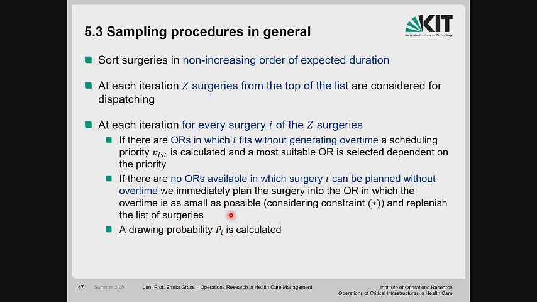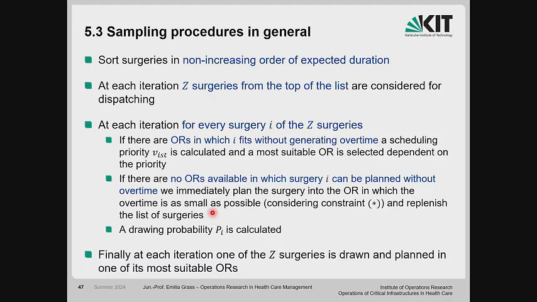determine the drawing probability, p_i, so the probability that we choose surgery i to dispatch it. If they're all done, then that's it. To each surgery we assign some kind of drawing probability, and then we run some kind of randomized sampling procedure to see which surgery to take first. So basically we assign higher probabilities to those surgeries which should come first, with the highest priorities. And the question remains how to determine the priorities, how to determine the probabilities.